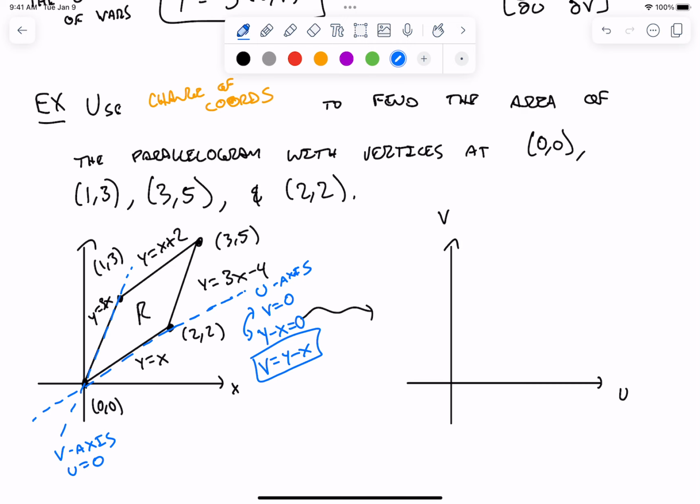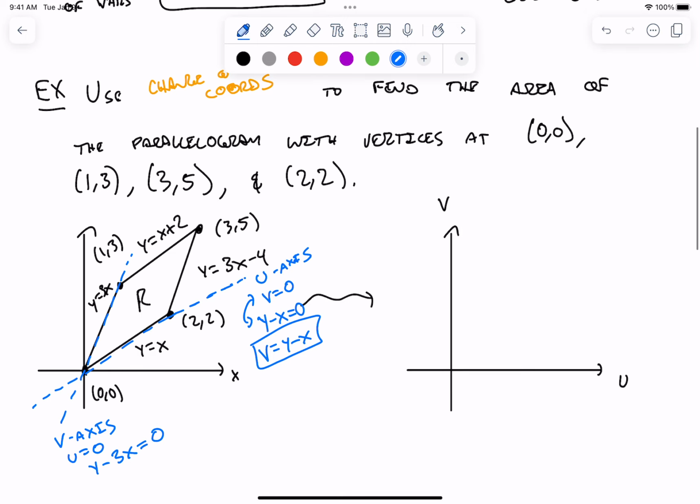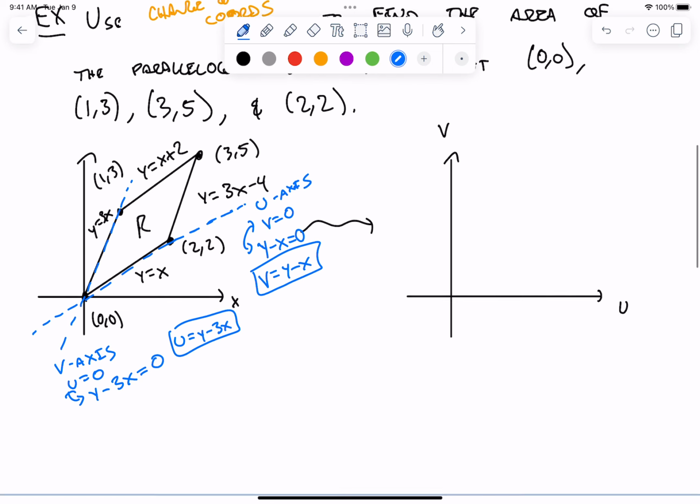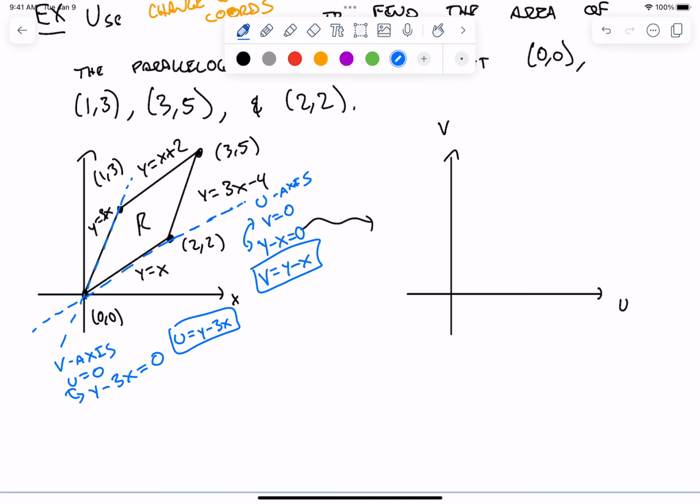Now, same thing here. u is going to equal 0 along the v-axis. What else is 0 along the v-axis? y minus 3x would be 0 along that axis. Therefore, just line those up: u should equal y minus 3x. Okay, so now what do I have? Now I have actually a really nice region that this corresponds to.